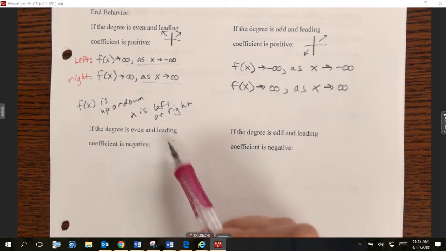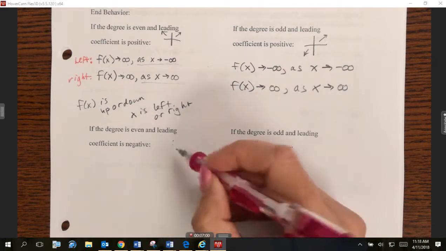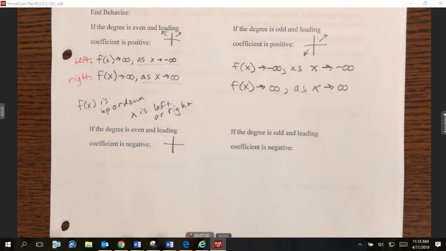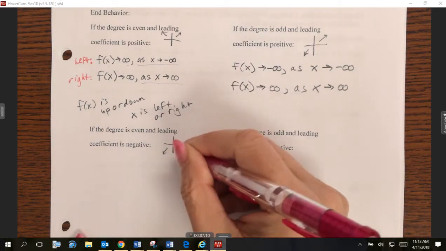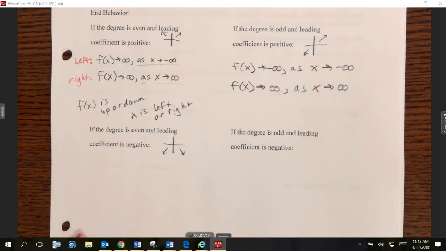The third one: if the degree is even and the leading coefficient is negative, you should be thinking right now what that's going to look like. It's even, like squared, negative. So we know it's going to look something like that. I don't know what the inside does. I just know the ends.